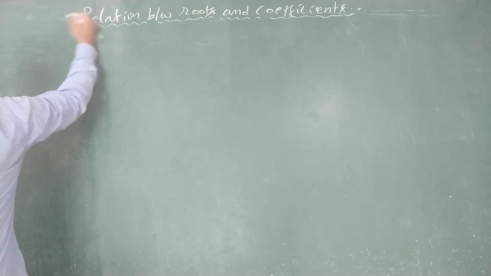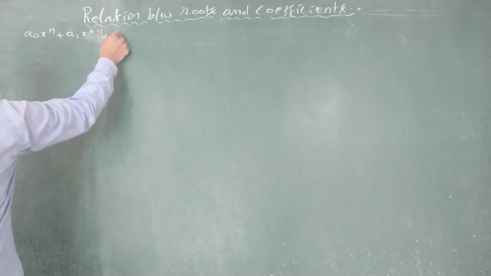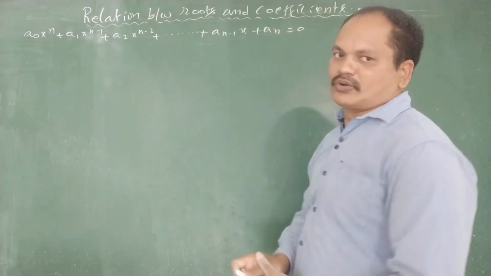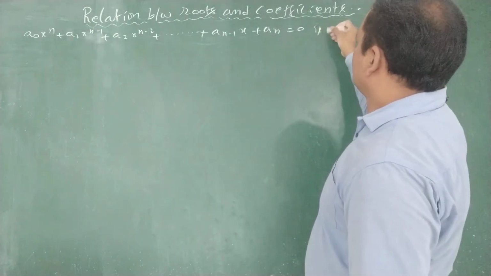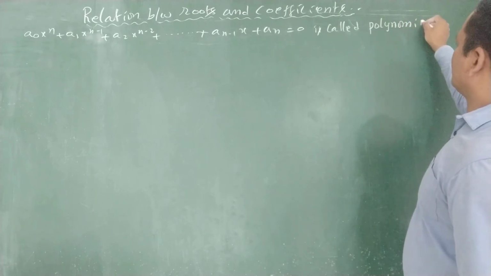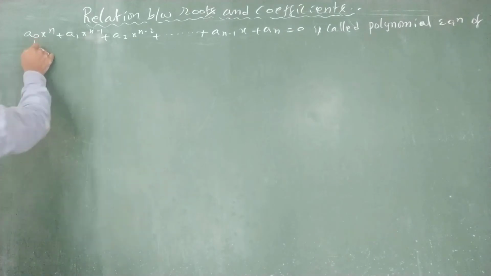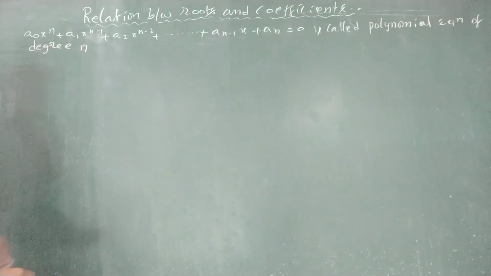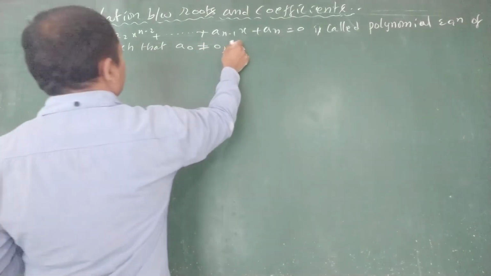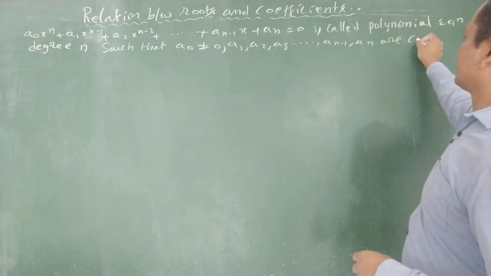a naught x power n plus a1 x power n minus 1 plus a2 x power n minus 2 plus and so on plus a n minus 1 x plus a n is equal to 0 is called a polynomial equation of degree n, such that a naught not equal to 0, and a1, a2, a3, and so on up to a n minus 1, a n are constants.